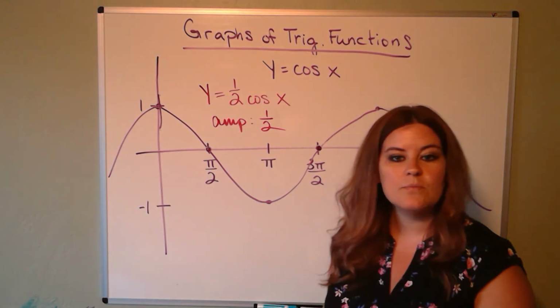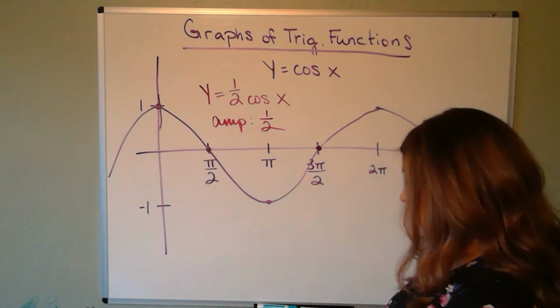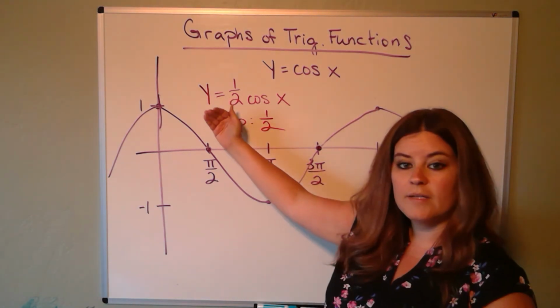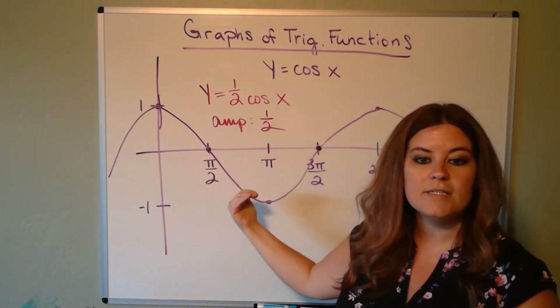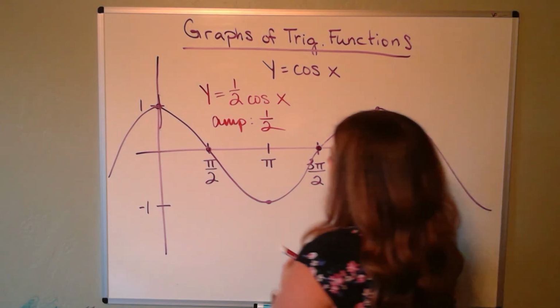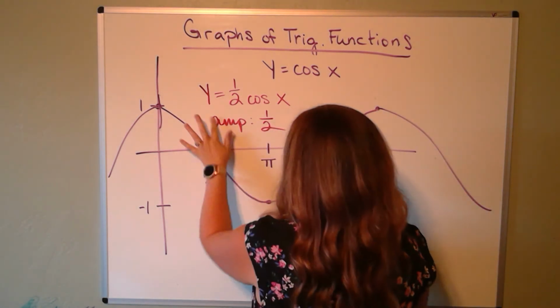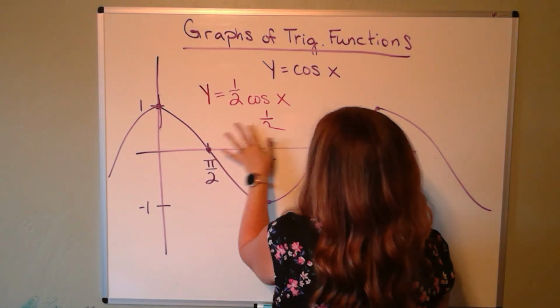The amplitude is 1/2. It means that instead of going up to 1 and down to -1, we're only going to go up to 1/2 and down to -1/2. So, I'm going to erase that thing that I just wrote.